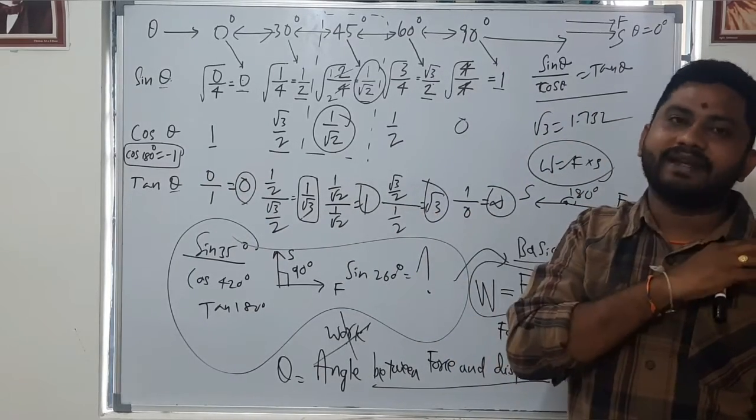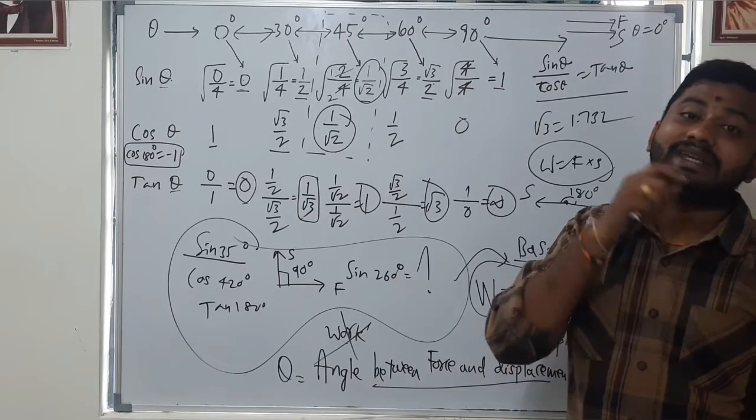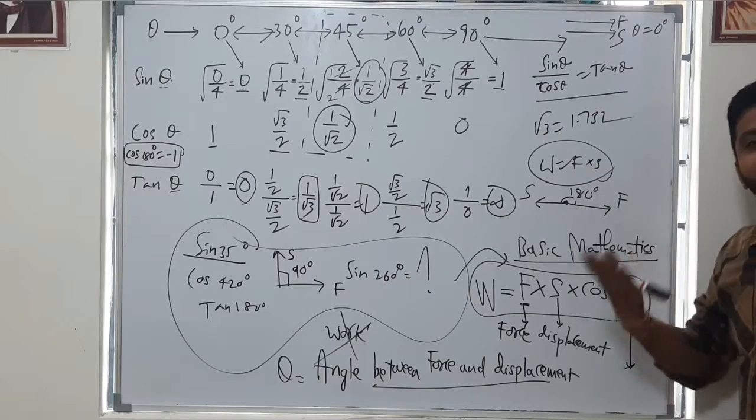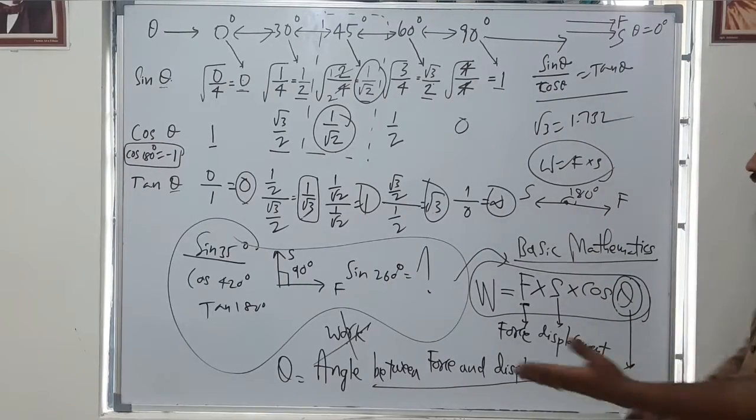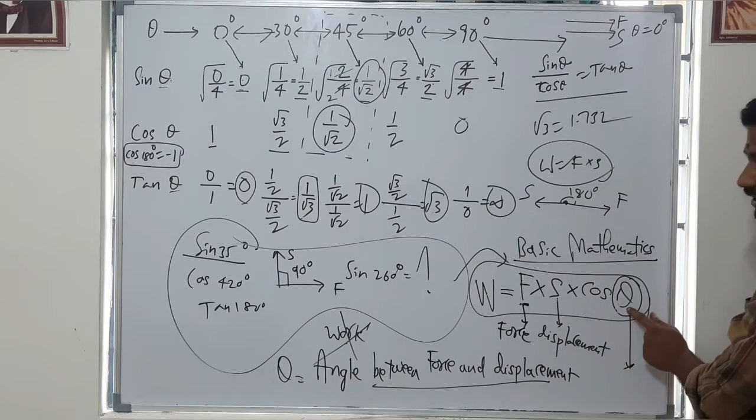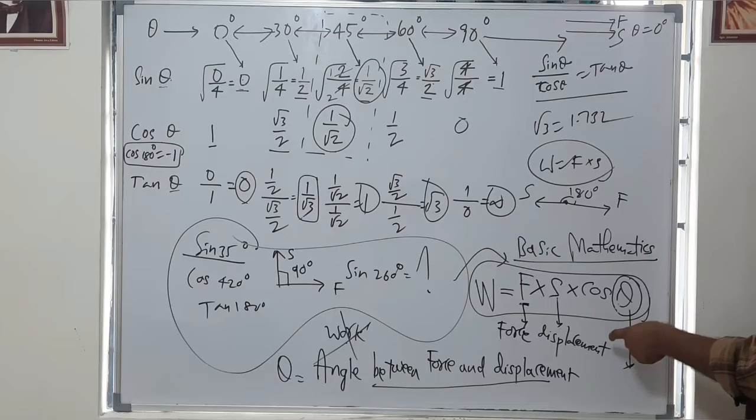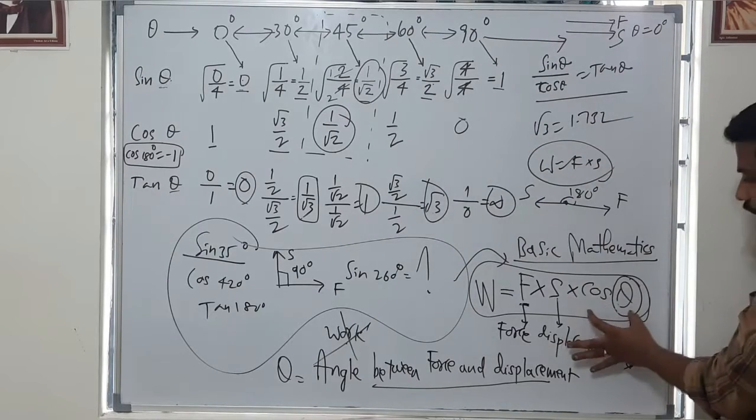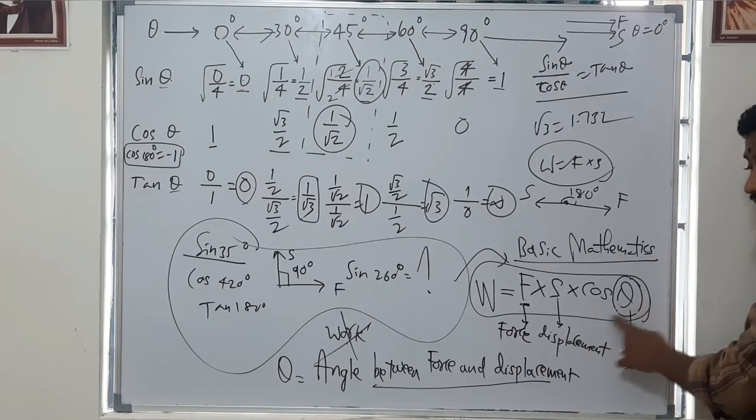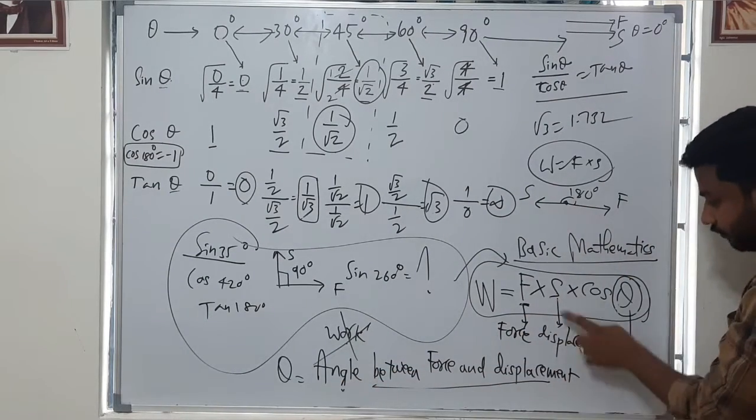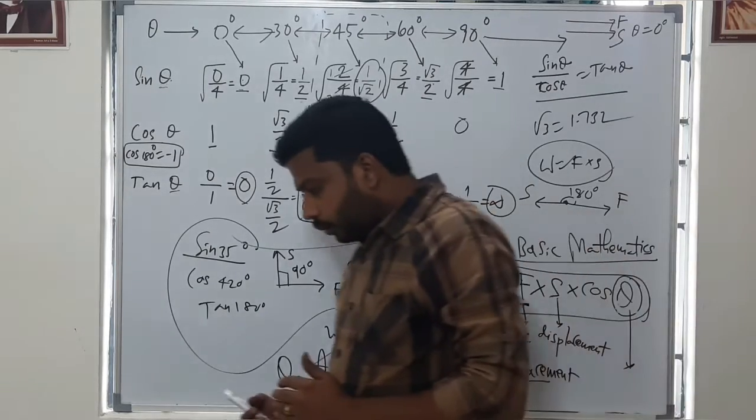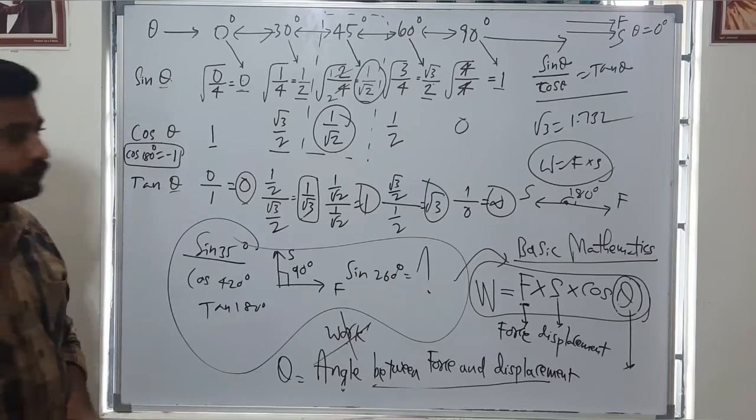Done. We discussed the basic trigonometry just to understand the cos values, because in our expression for work done by a force, it is force, displacement and the cos of the angle between force and displacement. Cos theta is there. Without learning these cos values, how will you understand this cos theta term? What is theta here? Theta is the angle between force and displacement. Okay. Clear?